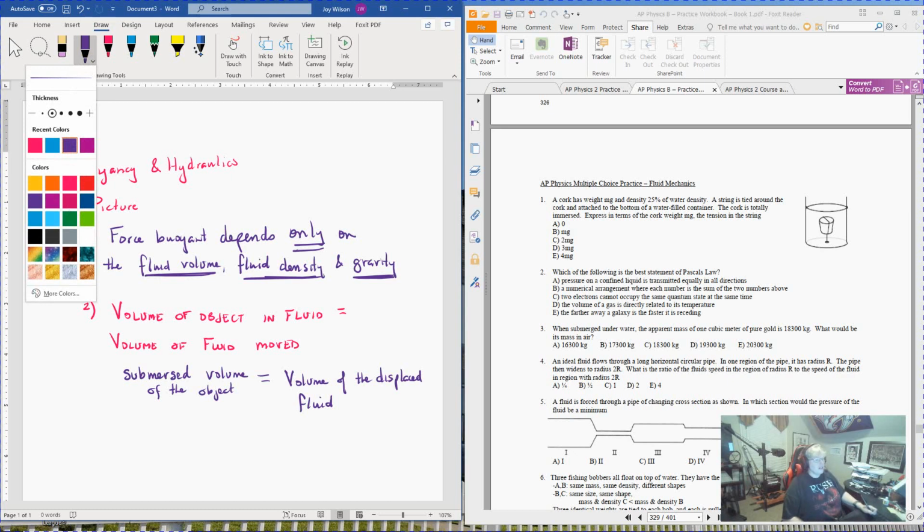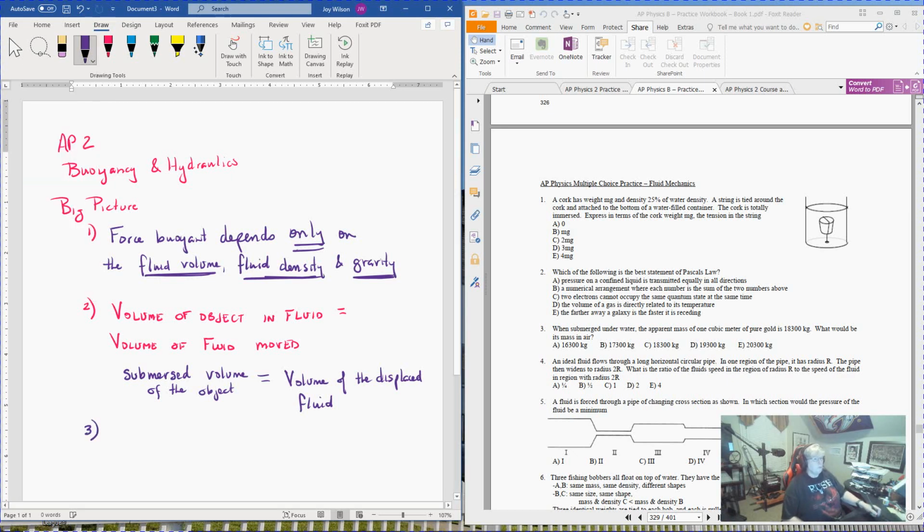And then the third big key for buoyancy specifically is this. Sorry, just completely lost my train of thought. So when we're dealing with submerged objects, remember that if you're all the way sunken, it's your whole volume, okay? But if you're floating, it's only part of the volume of the object.